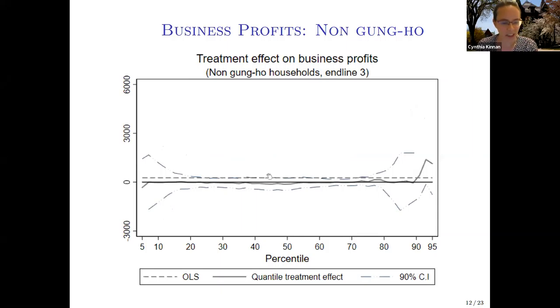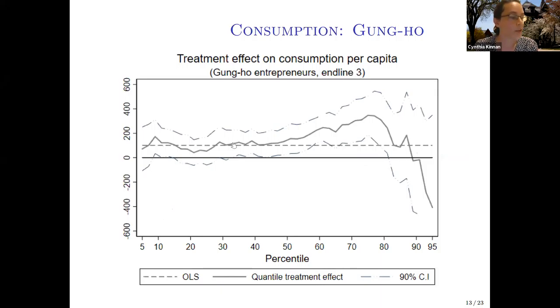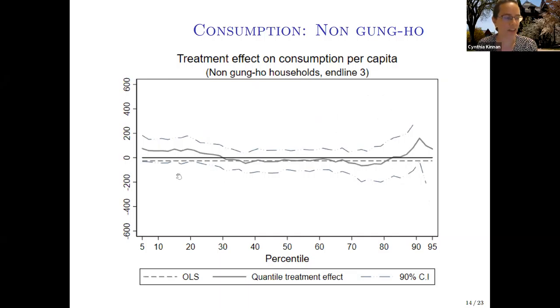And then finally, I'll show you one more of these pictures, and I know I'm just about out of time. What do we see for consumption, a measure of what this means for household welfare and household spending? For the gung-hos, as I told you, we see consumption significantly increasing, roughly from about the 25th percentile up to about the 80th percentile. Suggestively, we see possibly a negative effect at the top of the distribution, which we could interpret as returns for those businesses being so high that those households are choosing to continue to tighten their belts so that they can reinvest every rupee of business profit back into their business. And again, for the non-gung-hos, we don't see positive effects anywhere in the distribution. We also don't see any evidence of negative impacts.